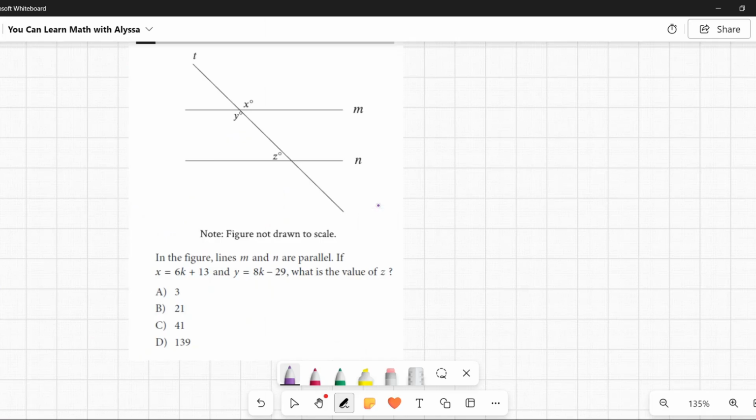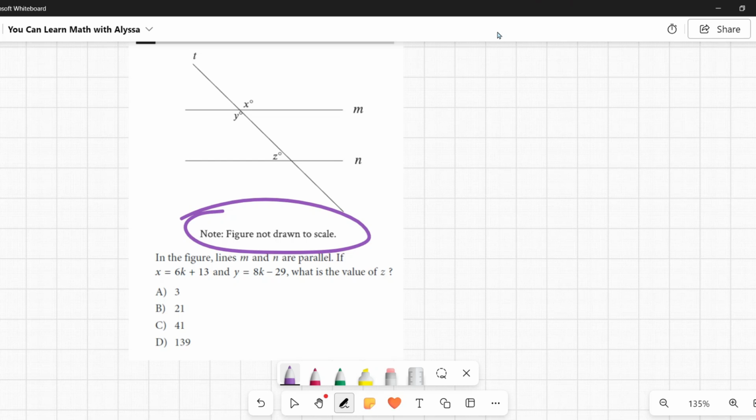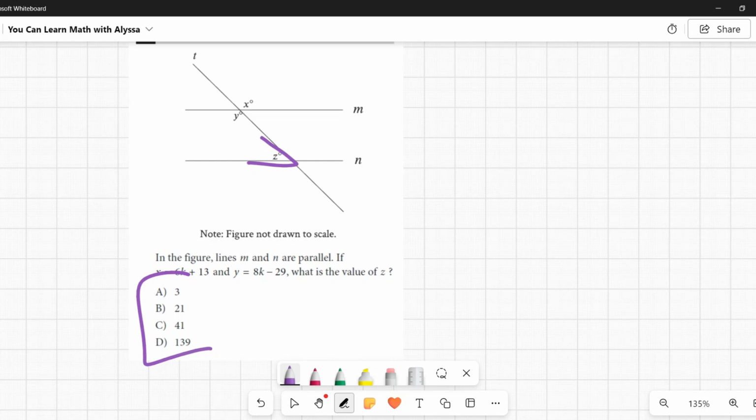Number 16. In the figure, lines M and N are parallel. If x equals 6k plus 13 and y equals 8k minus 29, what is the value of z? Now it's saying figure not drawn to scale because they don't want us to just eyeball it and say, well, z looks like it's about this number of degrees. We can't do that. We have to do the math.